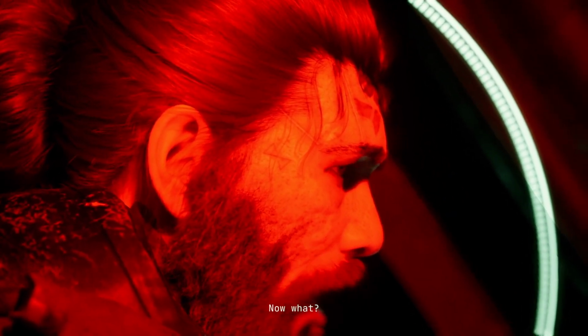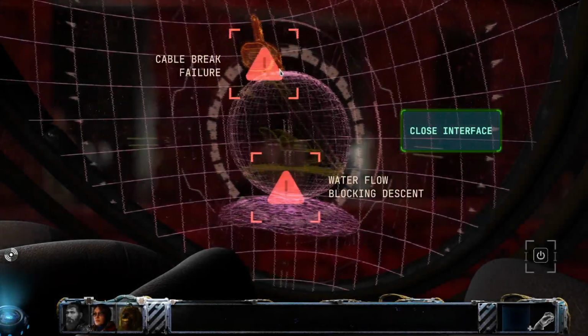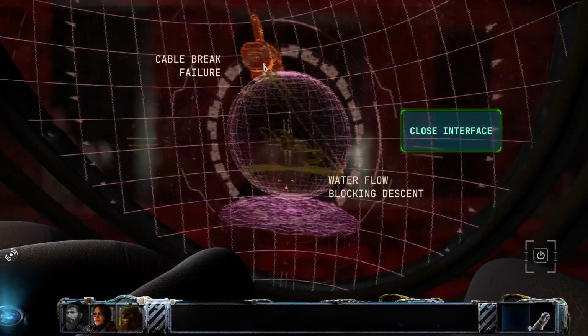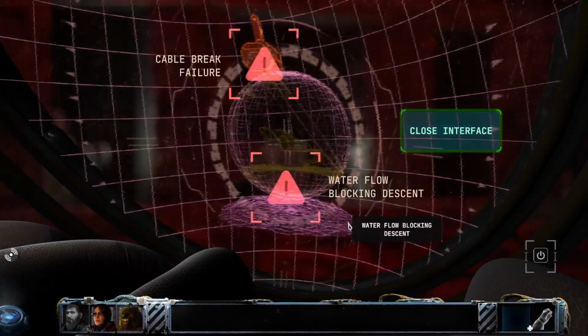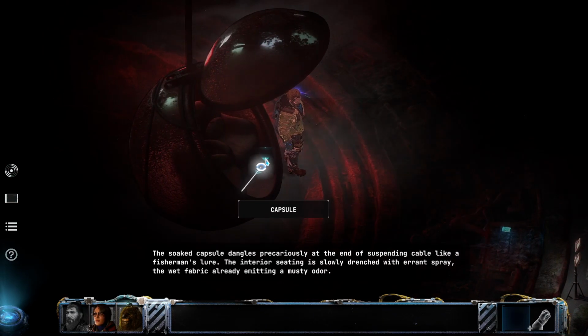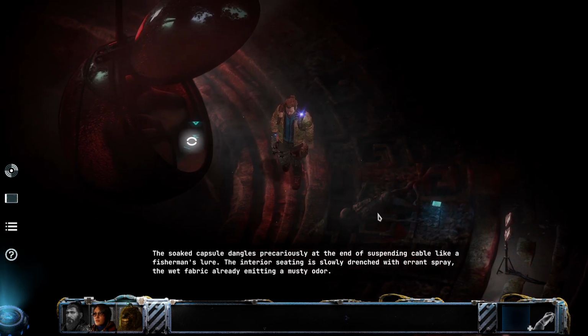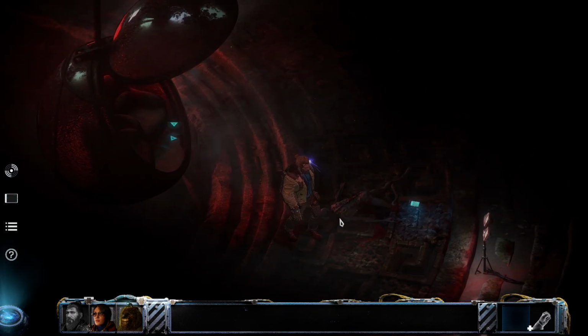Descent is not possible. Now what? I mean, descent looks pretty complete. Are you sure? Okay. The cable has broken at the top, and there's water at the bottom, and it won't go down into the water. I mean, I feel like I could just step out. Yeah? Yes, I absolutely could just step out. Okay. We're fine.